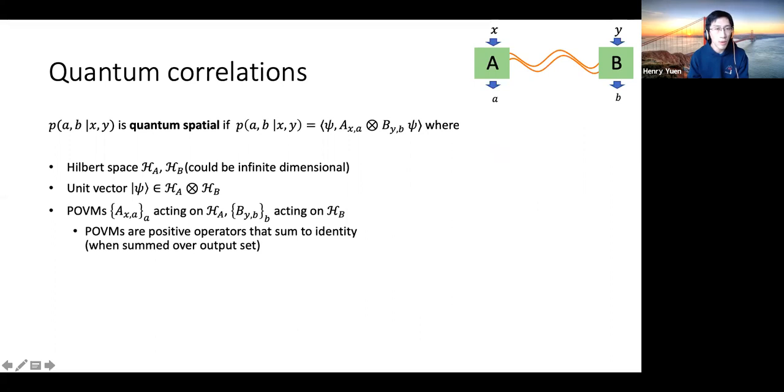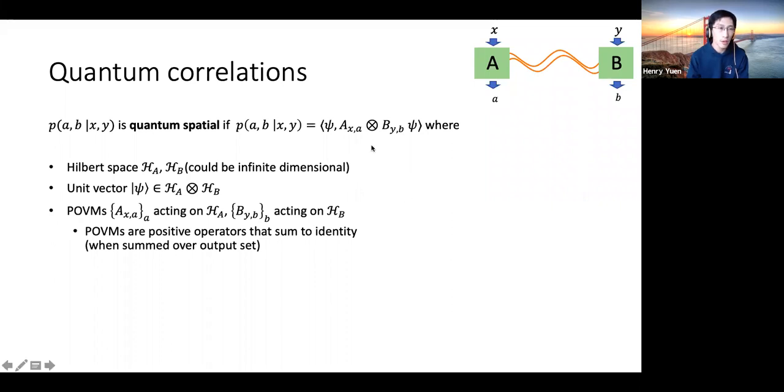When each box gets an input, for example, when box A gets input X, it performs a measurement on its particular internal state. And measurements are described via something called POVMs: for every possible input X, there's a set of positive operators indexed by outputs that sum to identity. And the rule for the probability of getting a particular pair of outcomes is given by this inner product formula that you see above.